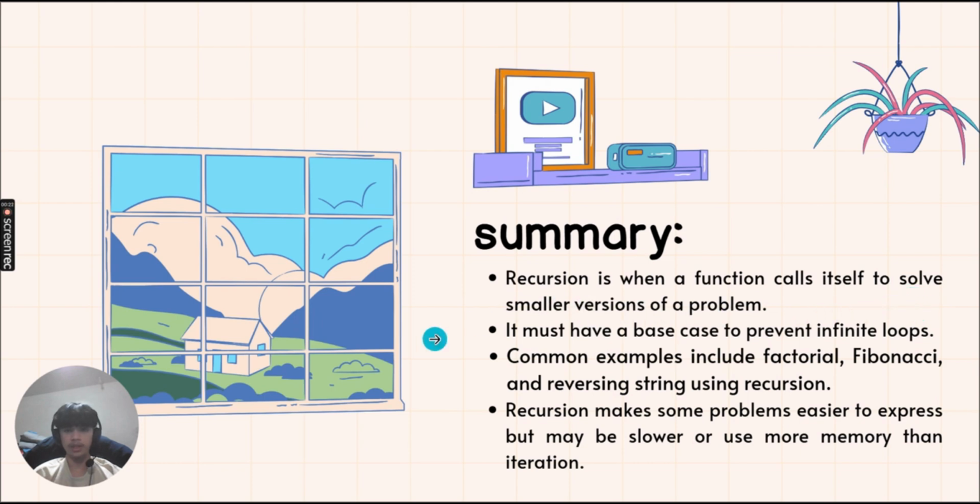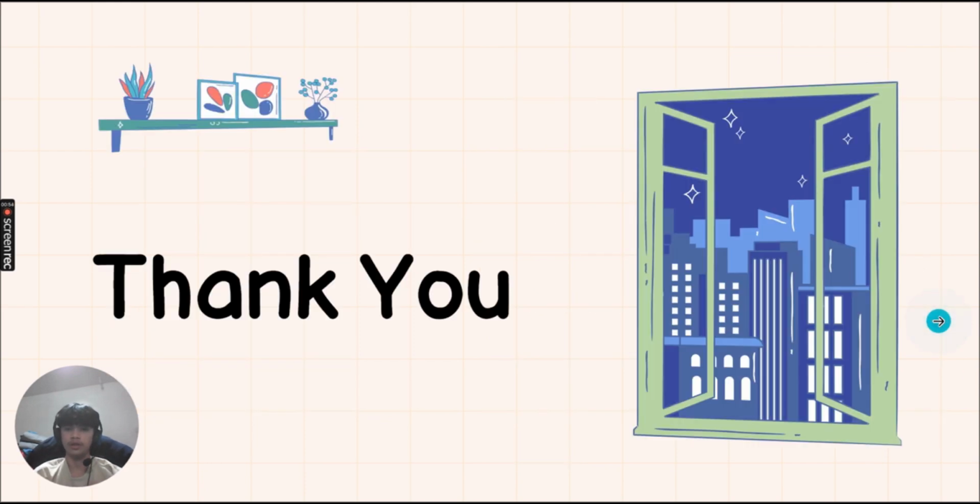To summarize the discussion of recursion, recursion is when a function calls itself to solve a smaller version of a problem. It must have a base case to prevent infinite loops. Common examples include factorial, Fibonacci, and reversing a string using recursion. Recursion makes some problems easier to express but may be slower or use more memory than iteration.